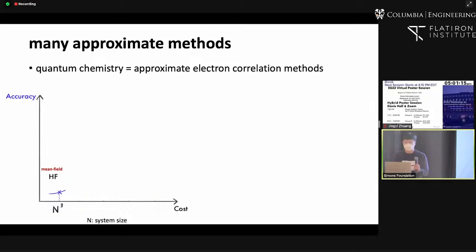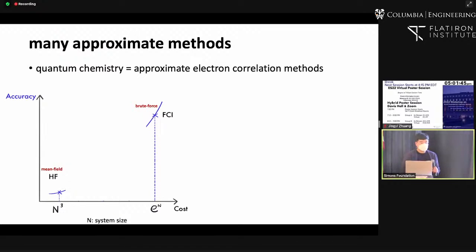And in quantum chemistry, we have perhaps a little too many approximate methods. Everybody has their own favorite method. I'm going to tell you a little bit about what we call bread and butter in quantum chemistry. So the x-axis here is the cost, and there is this letter, which is system size. On the bottom left, we start from mean field theory, which has cubic cost, and this is considered to be quite cheap in this plot.